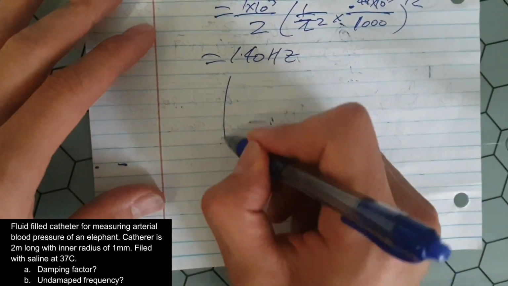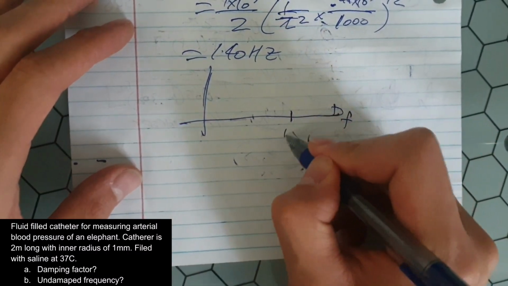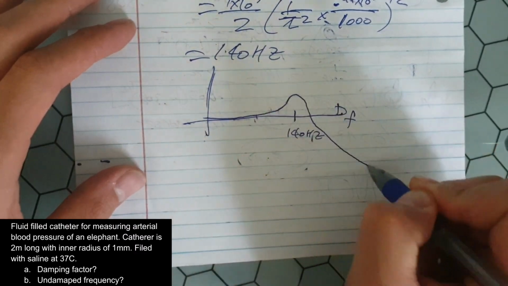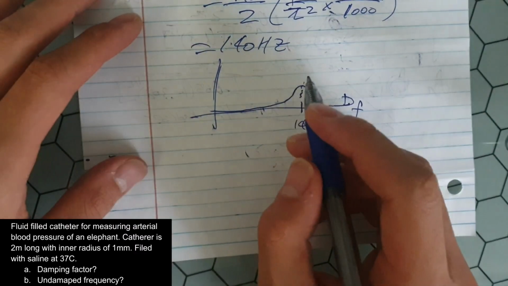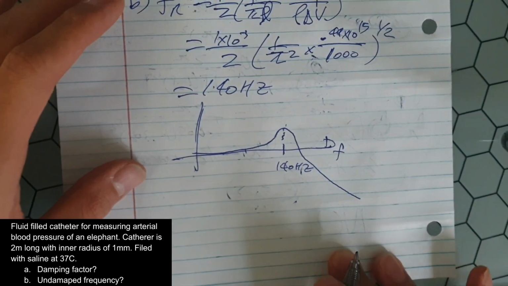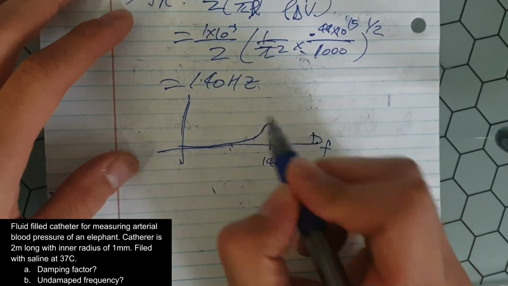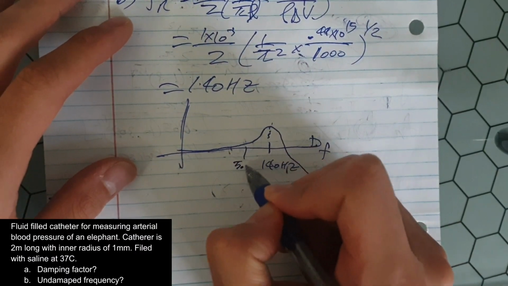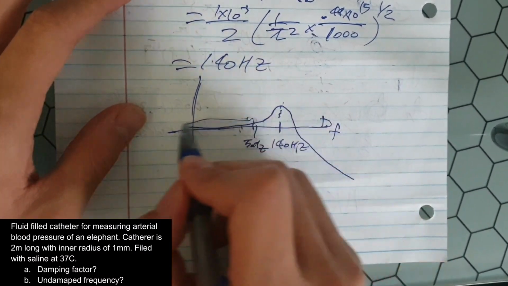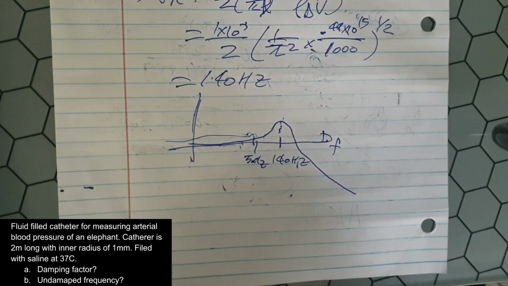And what it's going to look like is, so this is the frequency, and at 140 hertz, it's going to look something like that. And what we're trying to measure, the blood pressure resonant frequency, for humans goes only up to 50 hertz. So it should be fine for us to use this fluid filled catheter to measure the blood pressure.